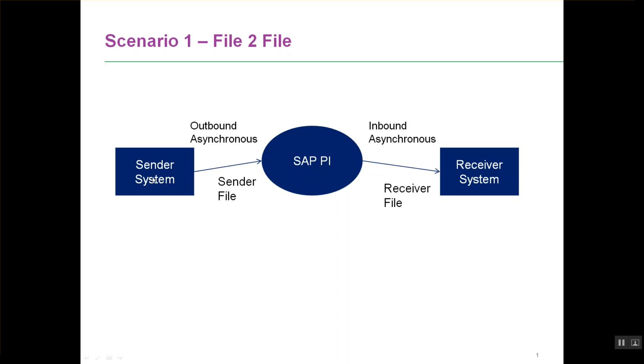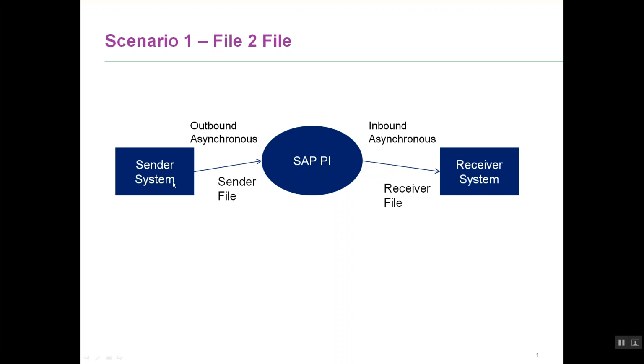What does that mean? When a sending system triggers the file to PI, PI is going to receive the file, right? So you might say, hey, this is an inbound interface. But at the end of the day, what matters is that everything is with regards to the end system, and that's why the system that is sending the file to PI is called the sending system. The system that is receiving the file from PI is called the receiving system.